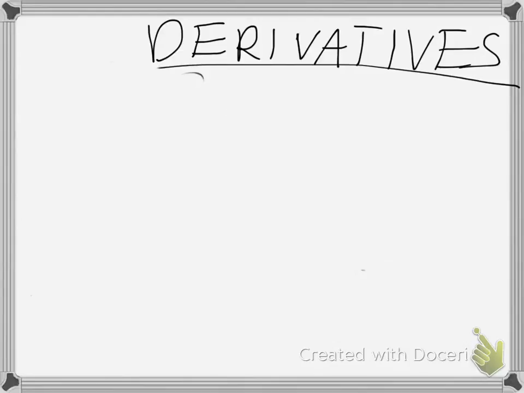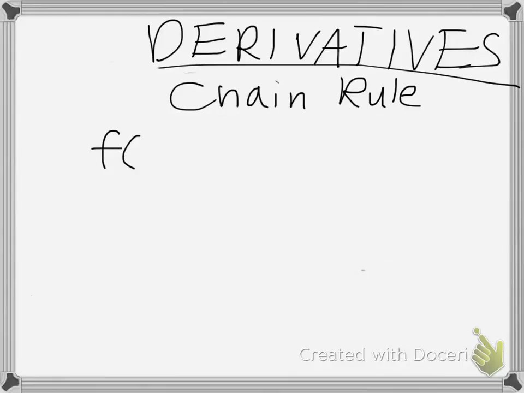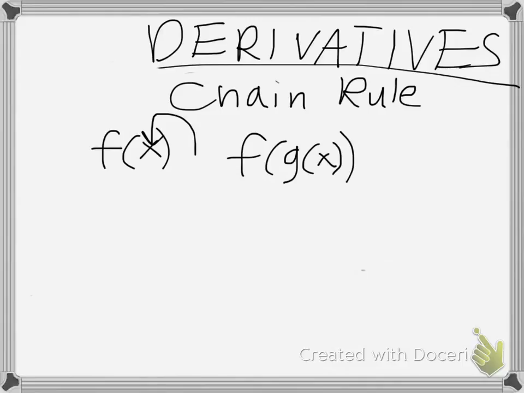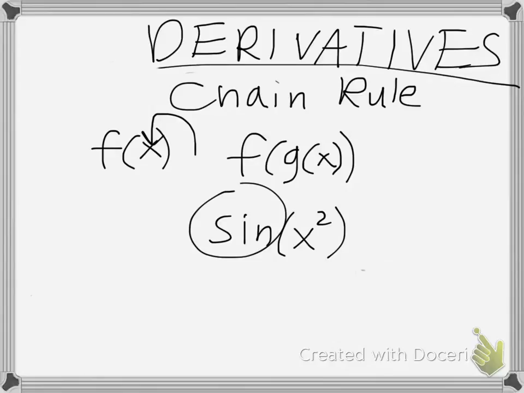And now we're going to do the chain rule. So what the chain rule says, if you have a function f of x, and let's say that instead of plugging in an x here, you plug in another function, so you have f of g of x. So examples of this are sine of x squared. See how this is a function of a function? So g of x is x squared, and f of x is sine of x. But instead of plugging in x, we're plugging in the function x squared.